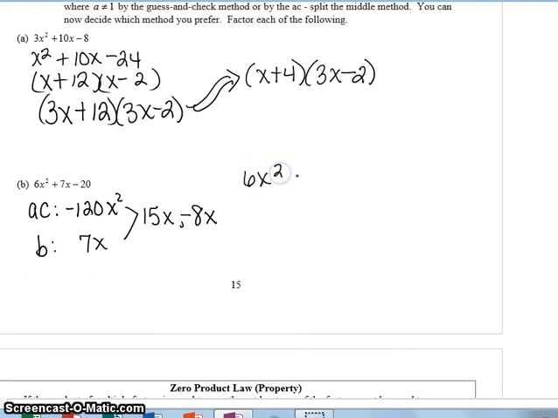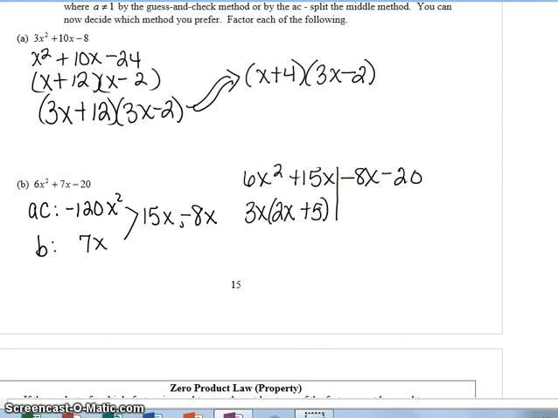So you're going to get 6x squared plus 15x minus 8x, copy down your c, minus 20. Split the middle and do the GCF on both sides. So now we're kind of like factoring by grouping here. So now in the first one, I could take out a 3x, and when I divide both of those by 3x here, I'm going to get a 2x, and then I divide that by 3x and I get plus 5.